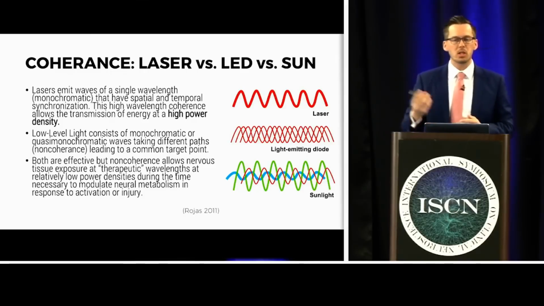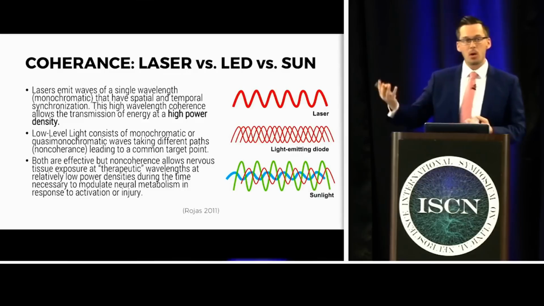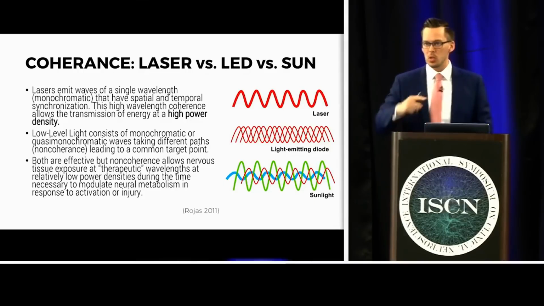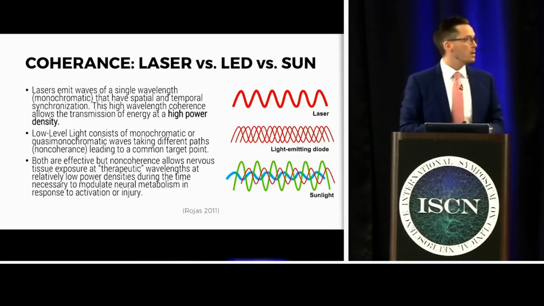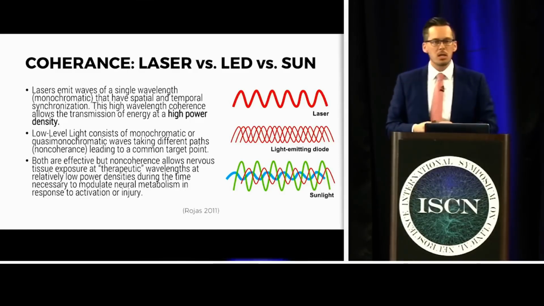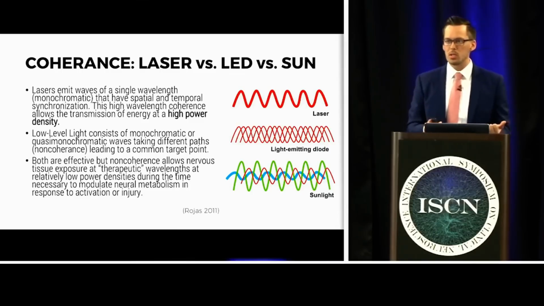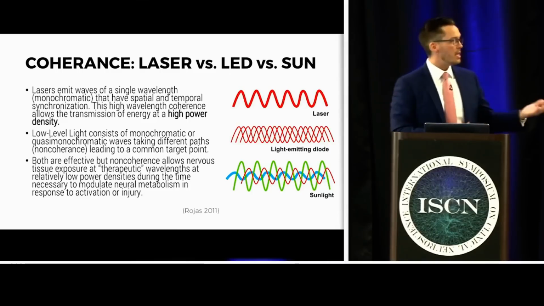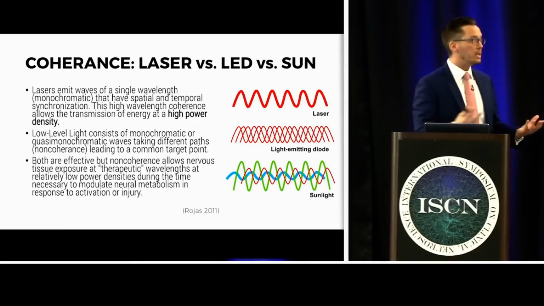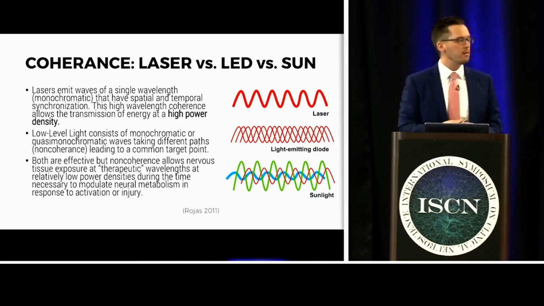Coherence was another thing we were talking about. Coherence is essentially the type of wavelength that you have. Lasers emit monochromatic, meaning one color, coherent wavelengths that are coherent in time and space. So you get this one beam, and that's it. When we look at low-level light therapy and things like LEDs, they're non-coherent, but they're also monochromatic. They have one color, but there's a bunch of different wavelengths. At the bottom right-hand corner, you see sunlight. It's completely non-coherent, and it's multichromatic, so we have all of these different wavelengths there.